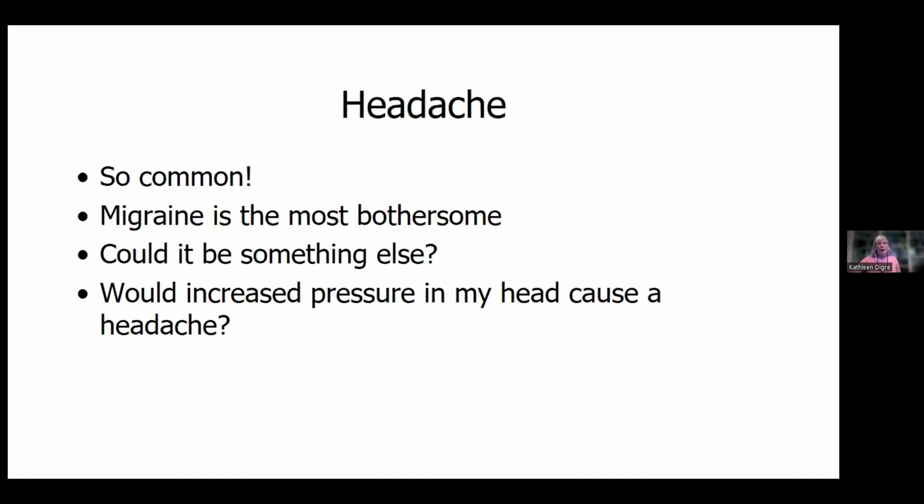Headache is so common, and migraine is the most bothersome headache, but everyone worries about, could it be something else? Could it be pressure in my head that's causing this headache? And would increased pressure in my head cause a headache itself?